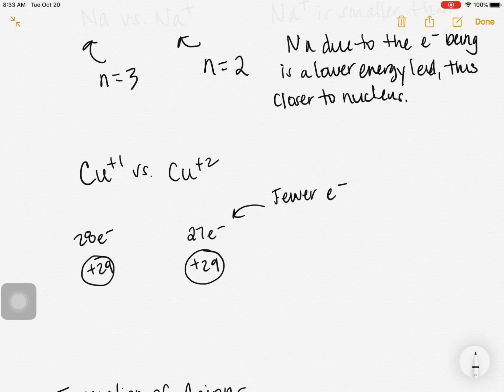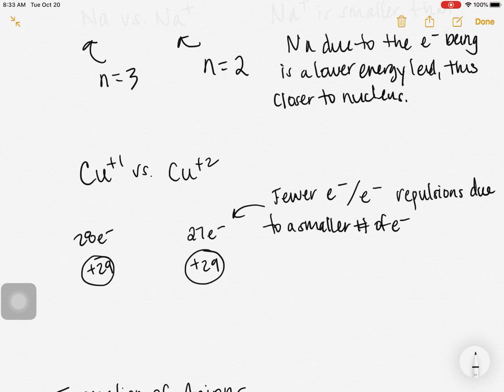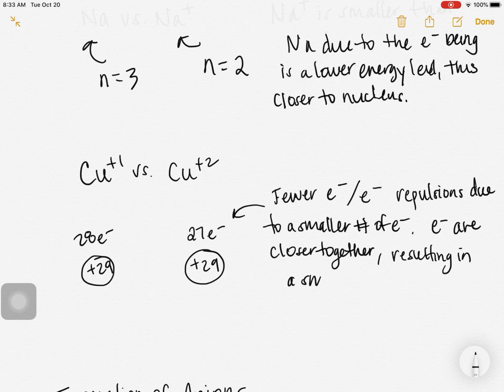I call those electron-electron repulsions. So fewer electron-electron repulsions due to a smaller number of electrons. Because there's fewer electron repulsions, the electrons are closer together, or can be closer together, resulting in a smaller atom.